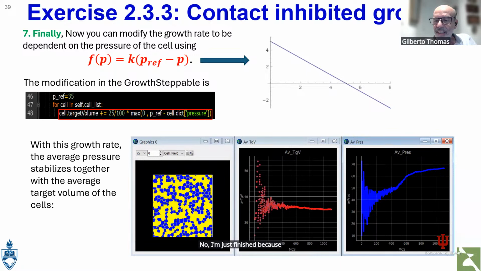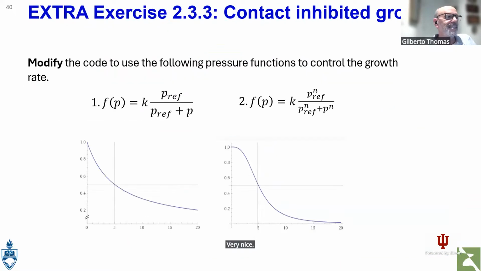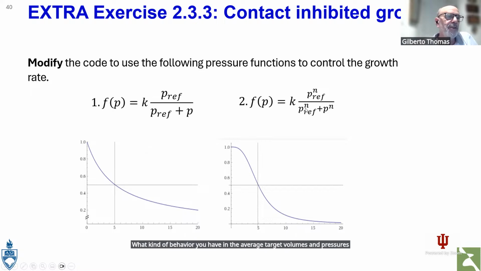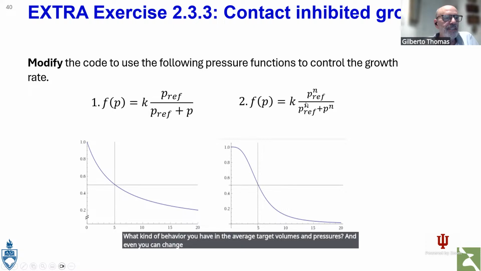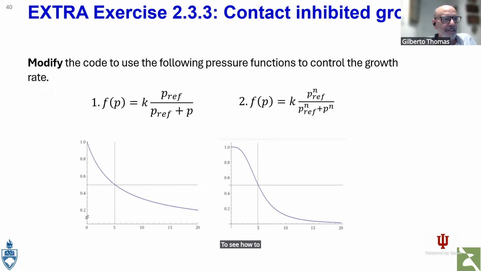The next slide is a homework, let's say. You can try the different functions here to see what kind of behavior you have in the average target volumes and pressures. And you can even change the n exponent in the Hill function, you can change the k, whatever. You can play a little bit to see how to manipulate that. So I think that's it for now, and thanks for your attention.